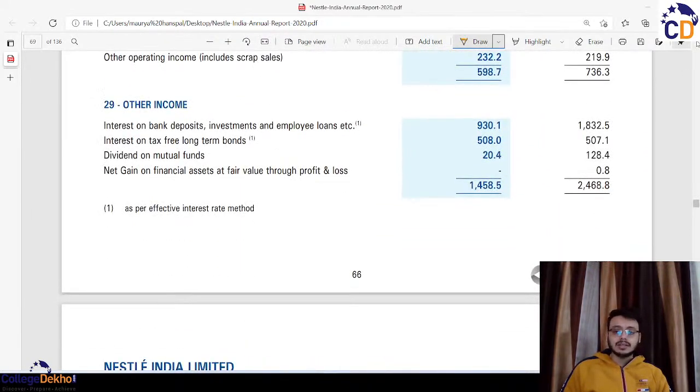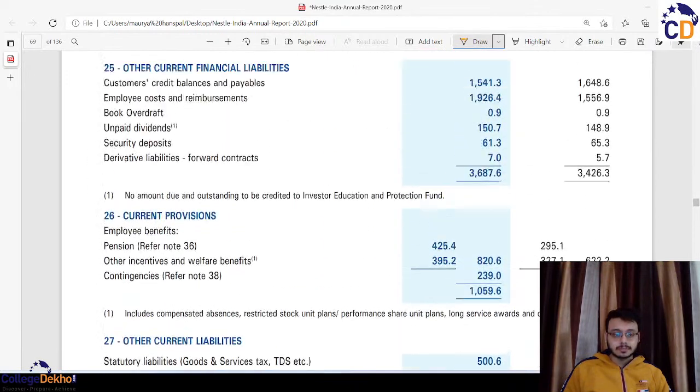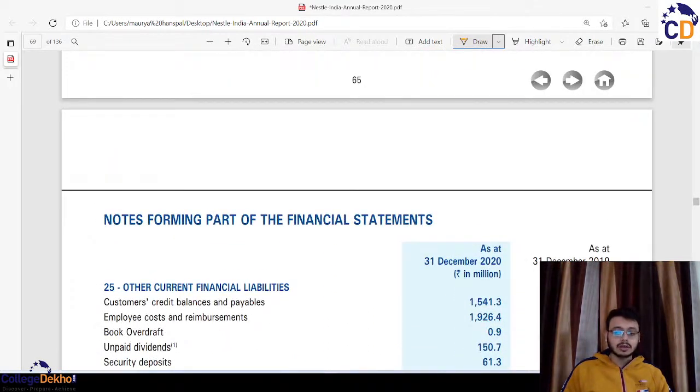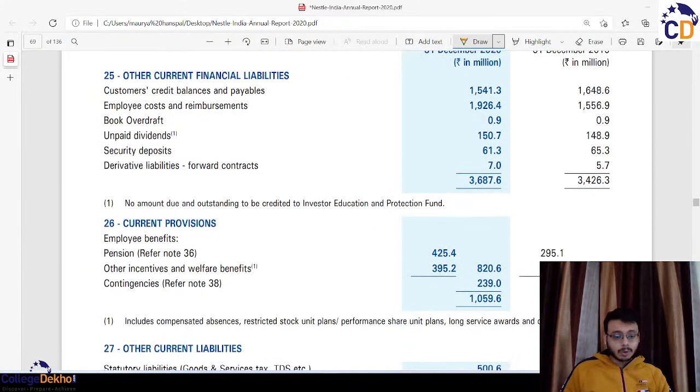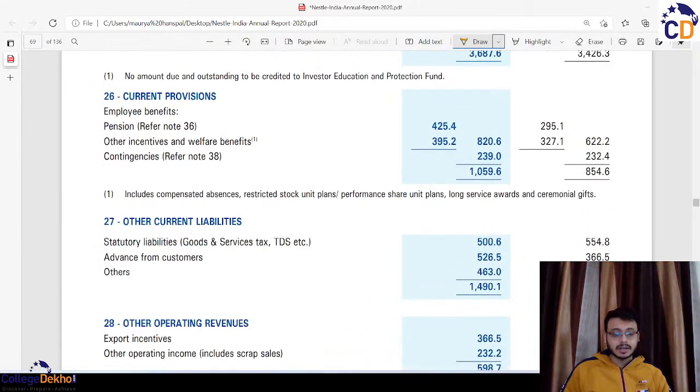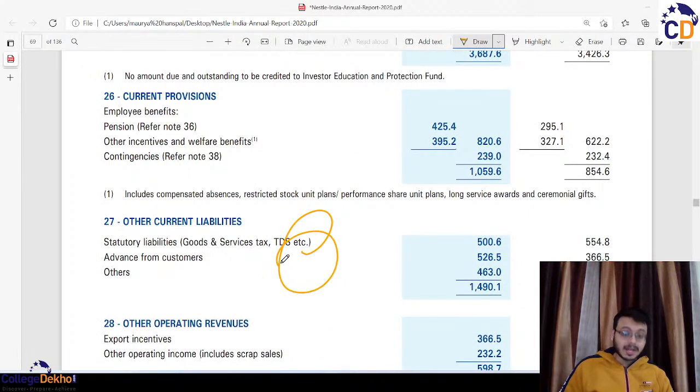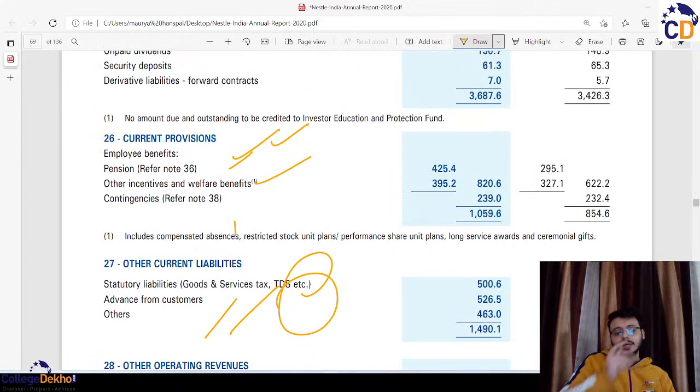Then you have these other current liabilities. Other current financial liabilities are there. You have the current provisions, pensions and all, and other current liabilities. क्या क्या दिए गए हैं? GST and all, because that's a liability. Advance from customers, others, current provisions, maybe pensions and all. These things have been given to you. So each and every item का particular amount if you want to know.